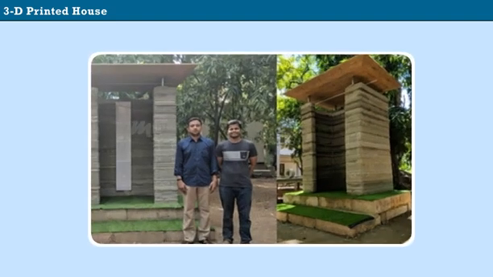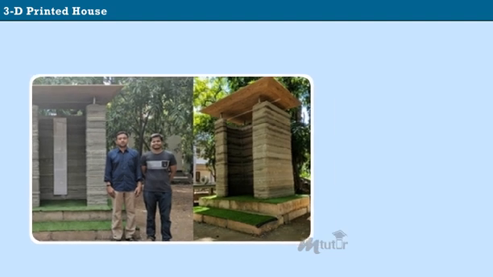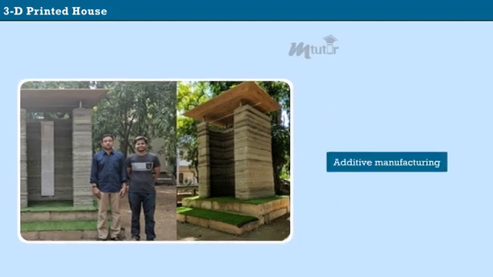Being inspired by the technology, faculty and alumni of the IIT Madras built its first successful 3D structure. This type of printing objects is called additive manufacturing. Today, we will discuss what is additive manufacturing and how it is performed in detail.